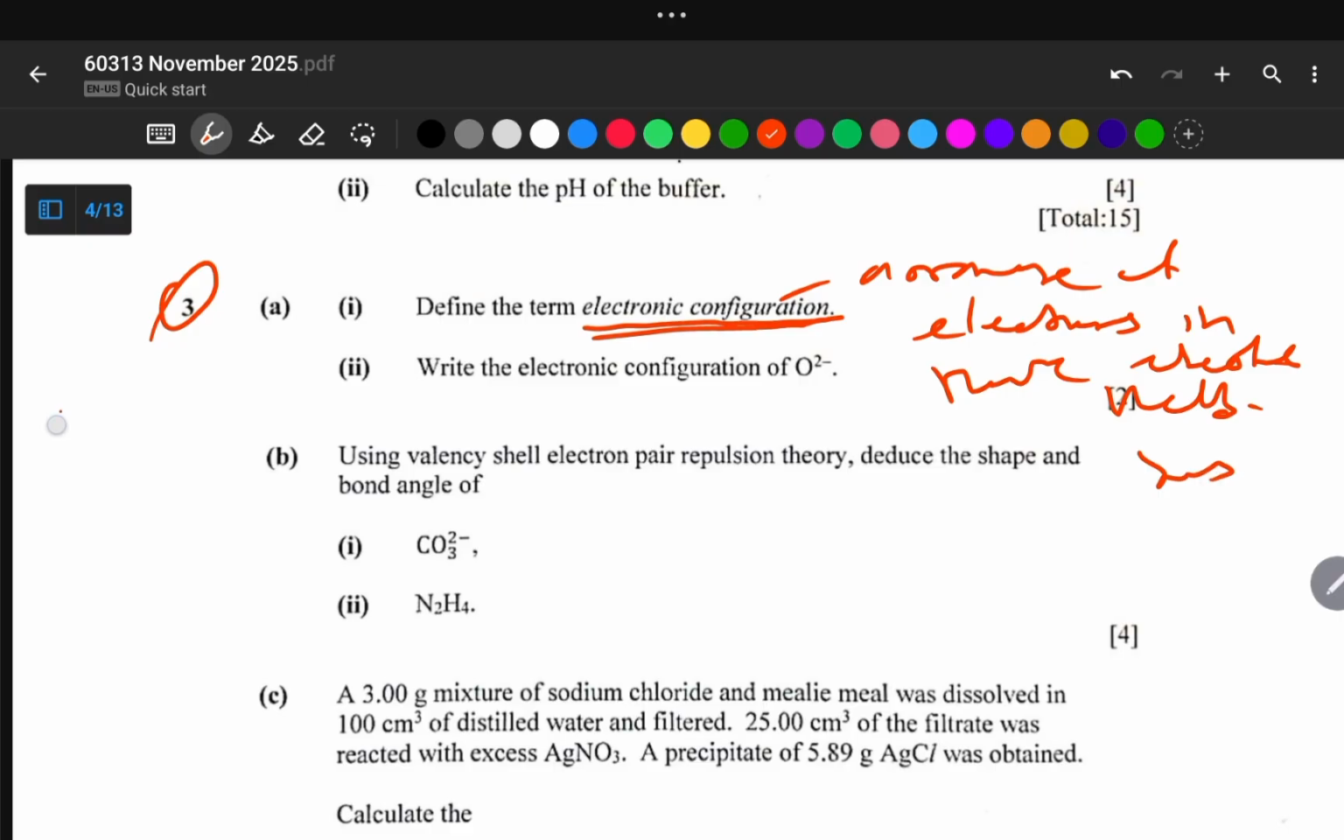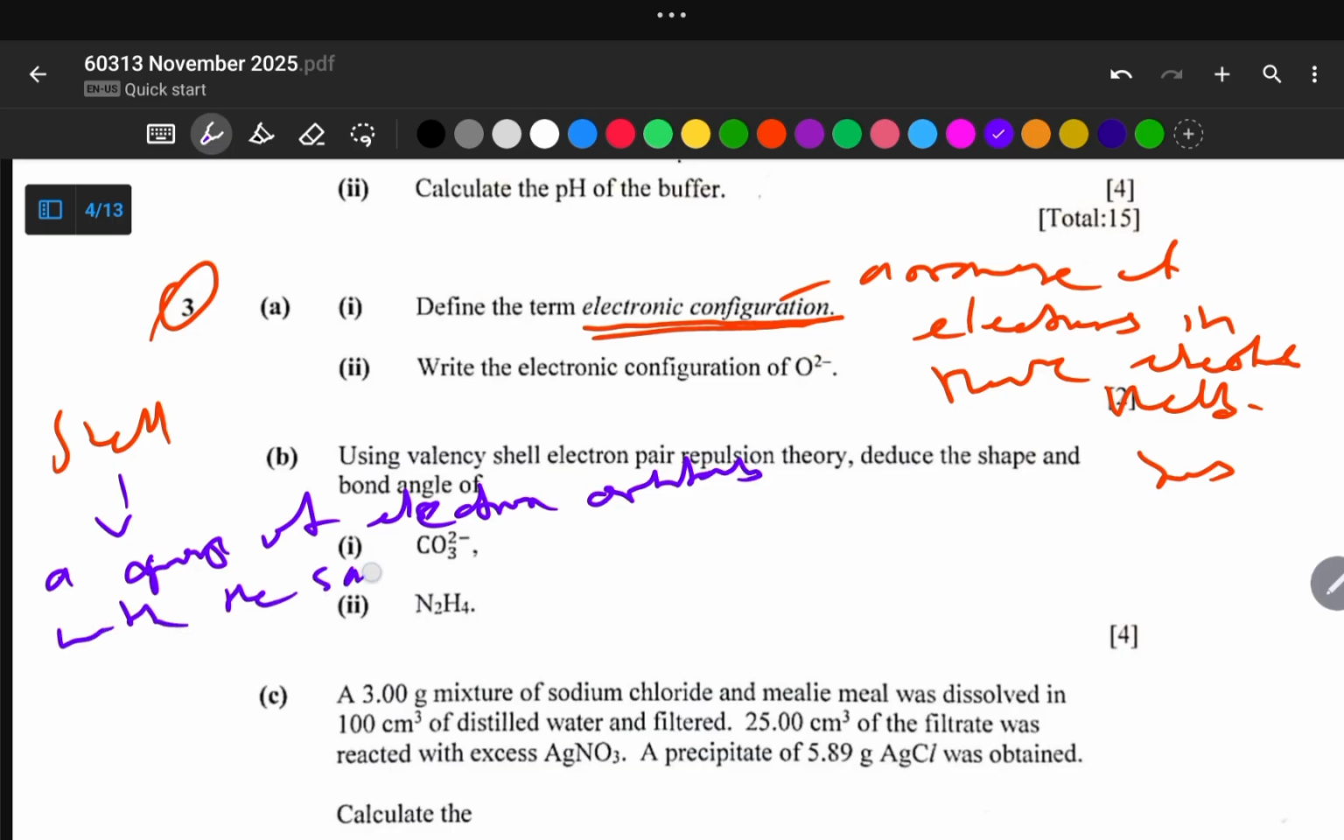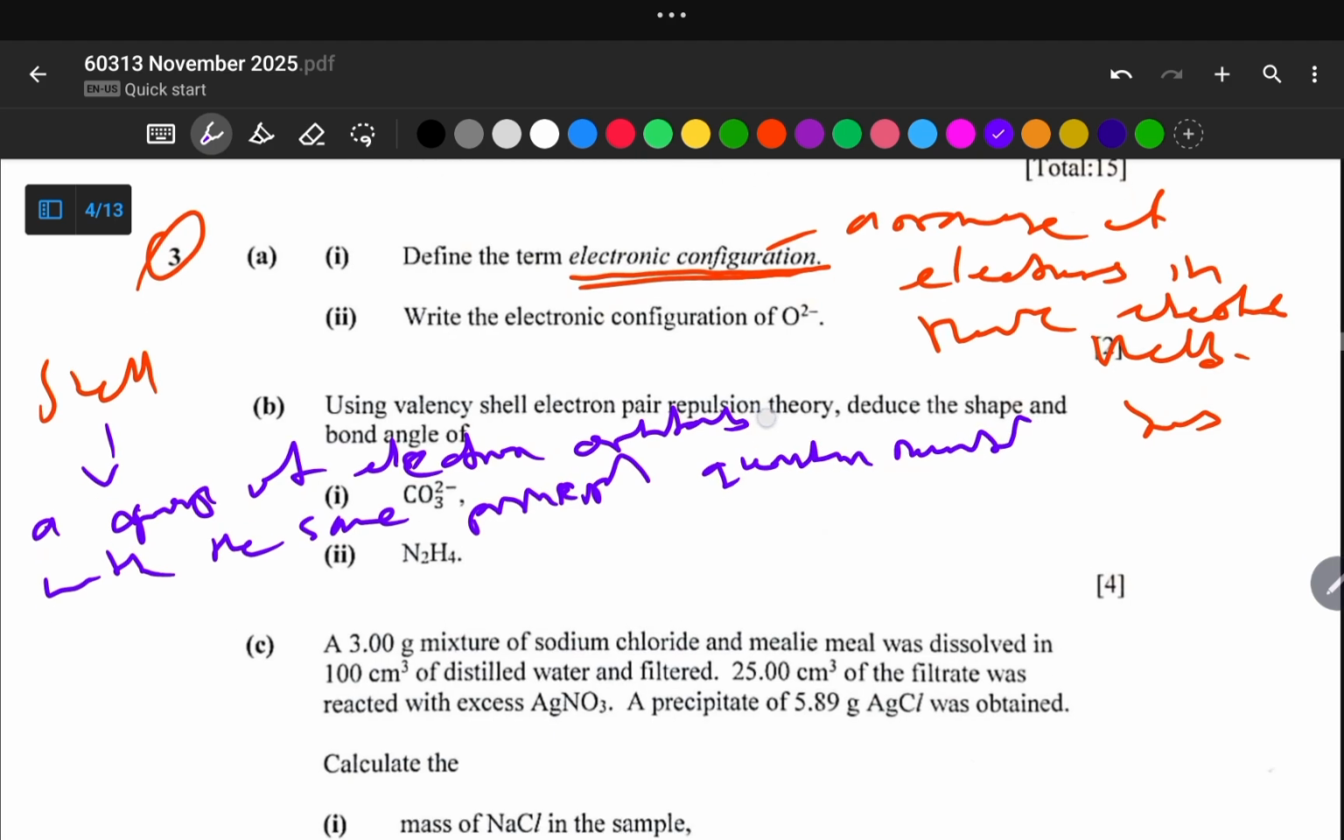So a shell is defined as a group of orbitals with the same principal quantum number, right? So a shell, these are the groups, a group of orbitals with the same principal quantum number. So quantum number simply means energy level, right? So we are having n being equal to 1, 2, 3, and so on, right? So this is the definition of a shell.